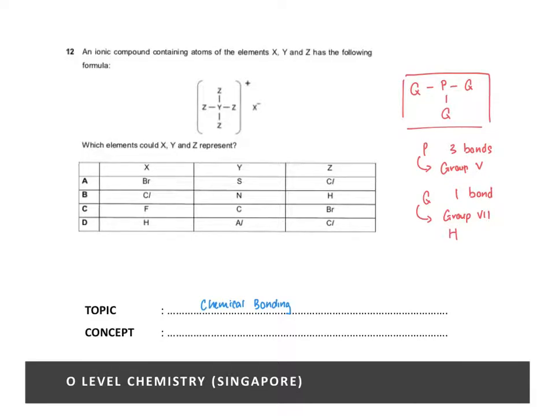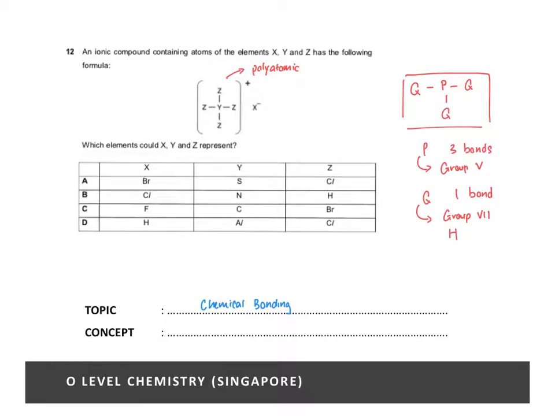Alright, so questions like these are usually for covalent compounds, but what makes this particular question very unique is that you are given a structure of an ionic compound, and not just that, one of the ions is a polyatomic ion. Now the drawing of dot and cross, or the drawing of structure for polyatomic ions, is not required in the syllabus, which makes solving this question difficult.